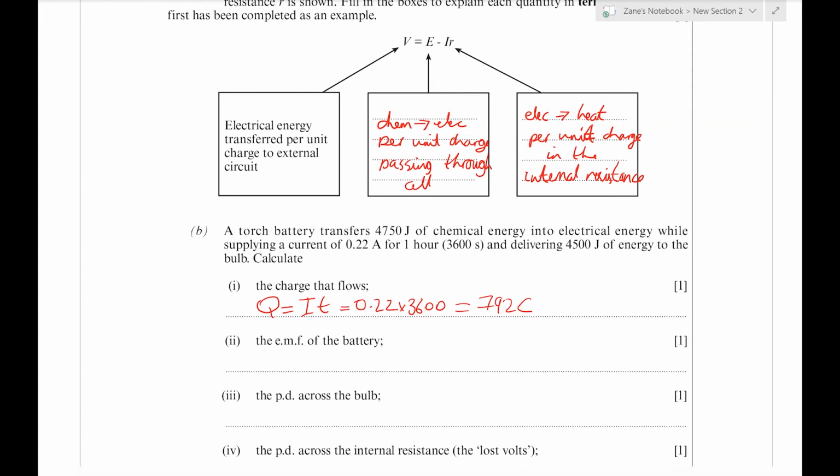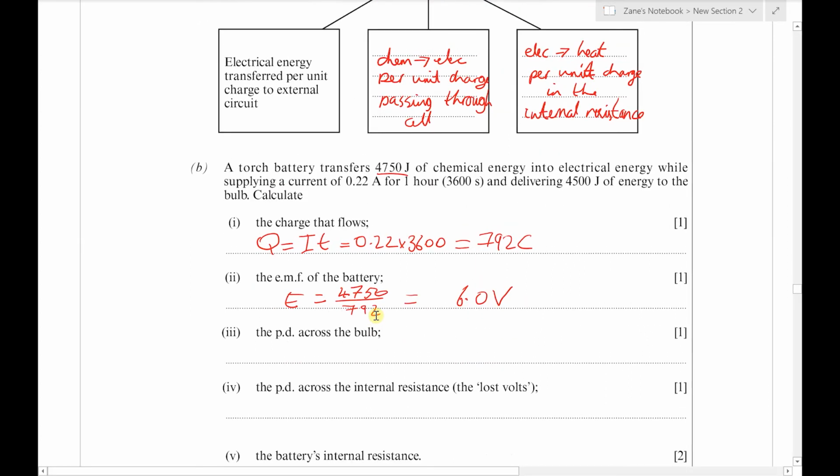To find the EMF of the battery, we just need to remember that the definition of the EMF is the amount of chemical energy that gets converted to electrical energy per unit charge. So here, 4,750 joules of energy was converted into electrical energy from chemical energy when that 792 coulombs of charge passed through the battery. So if we do 4750 divided by the 792, we get 5.997, so we just call that 6.0 volts for the moment. But I'm going to store that answer in a memory so that I can get the exact answer back a little bit later on.